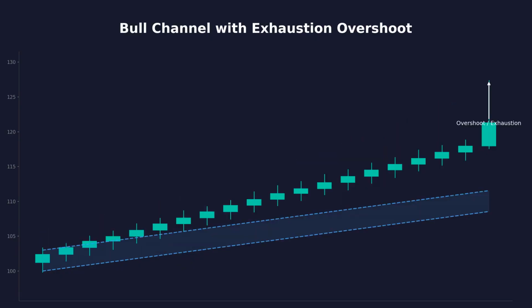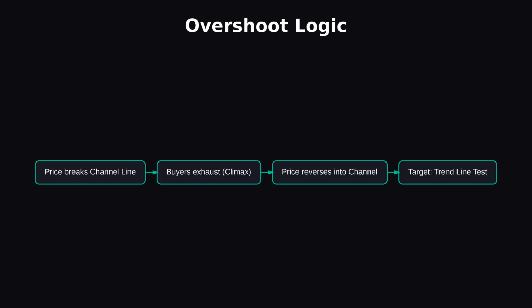The most common mistake traders make is chasing price when it accelerates. Often, price will burst through the trend channel line. This is called an overshoot. Novices think it's a breakout. Pros know it's a climax. An overshoot represents extreme exhaustion. The market has gone too far, too fast. When price reverses back into the channel after an overshoot, it usually targets the opposite side of the channel.